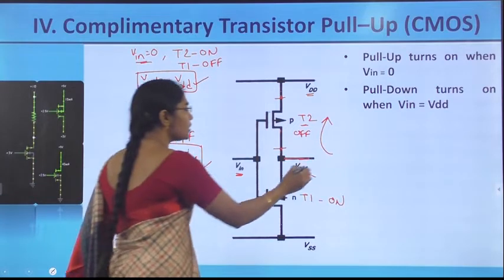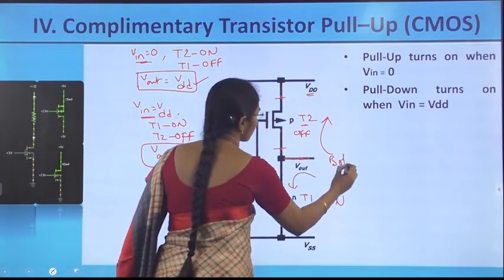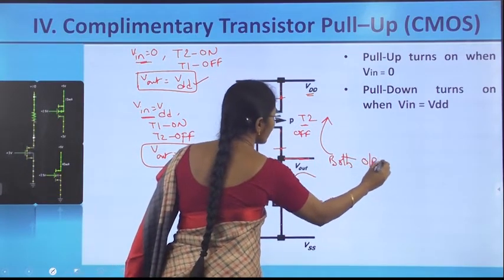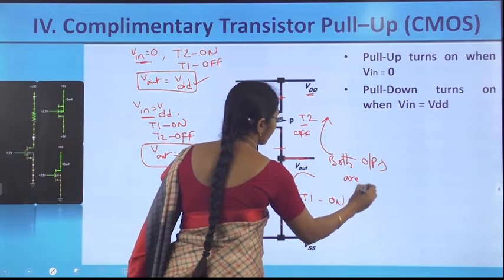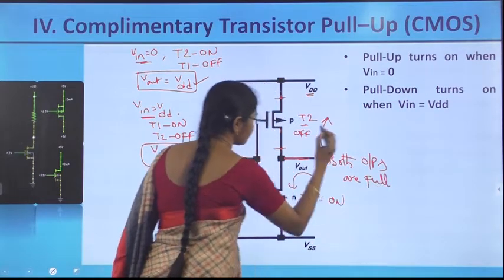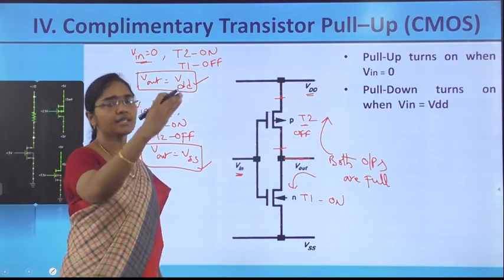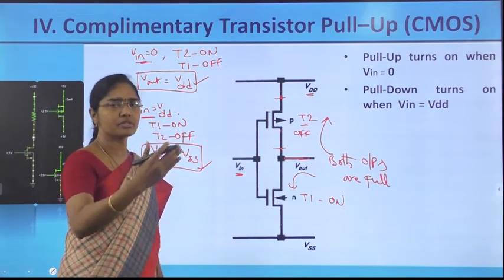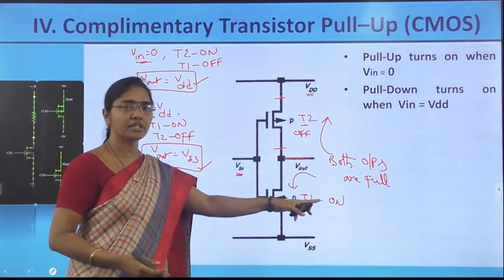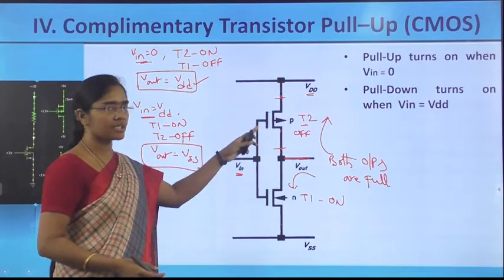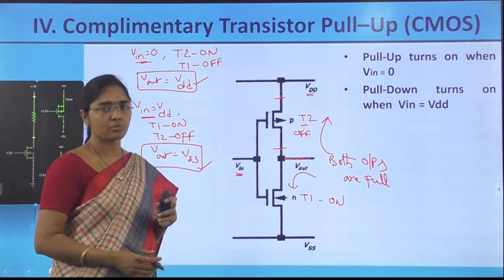Therefore, both outputs are full swing, full values. The problem which exists in all three cases of the pull-ups is eliminated here by taking a complementary transistor as the pull-up. That is the first problem.